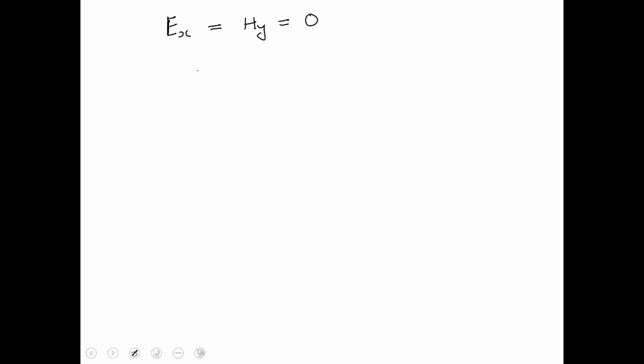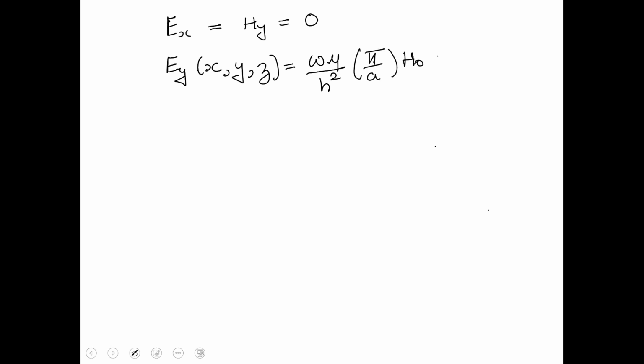Substituting the terms, we have the Ey field, which is x, y, and propagating in z, is going to be of the form of omega mu by h square pi by a h naught sine pi by a x e minus j beta z for frequencies above the cutoff.